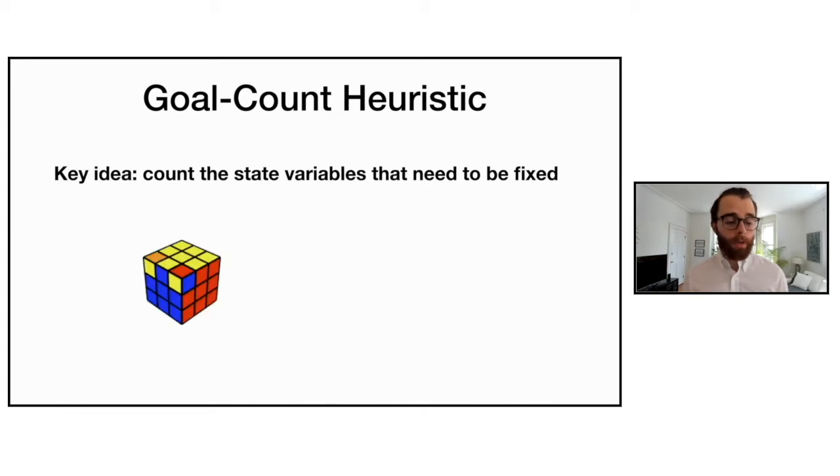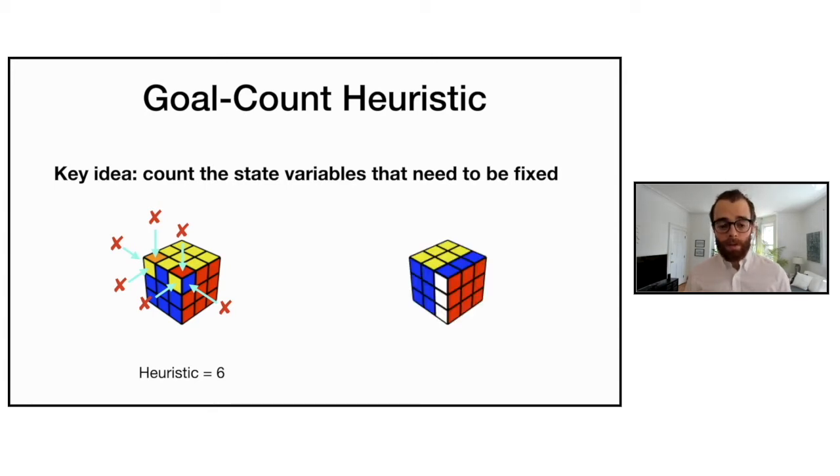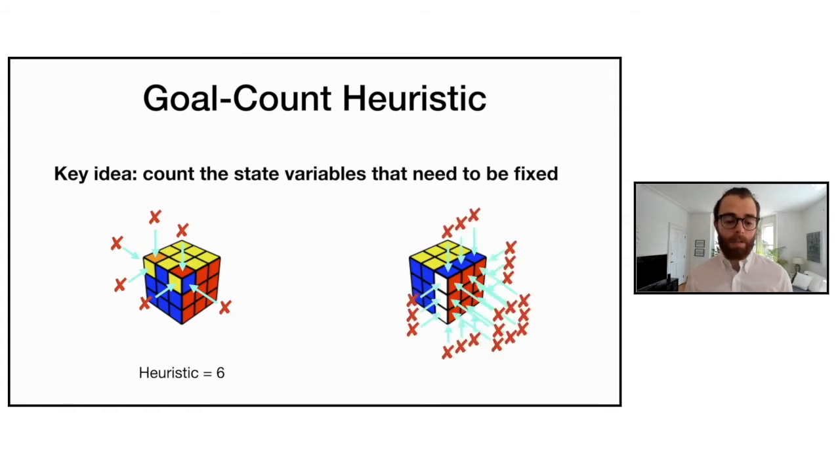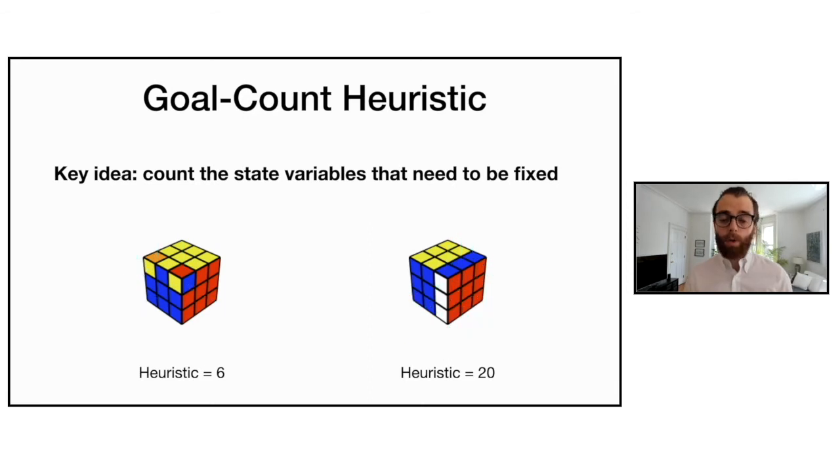So we can look at an example Rubik's Cube state here, and we can count the number of mistakes. These are all the stickers that still need to be moved in order for the Rubik's Cube to be in the goal configuration. We count those and we see that there are 6, and so we say that the heuristic value for this state is 6. Here's another state that we could count state variables for, and in this case, we would get 20. So for the cube on the left, we have a heuristic value of 6. For the cube on the right, we have a heuristic value of 20.